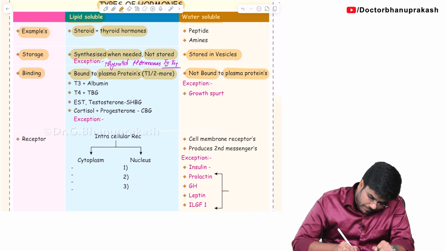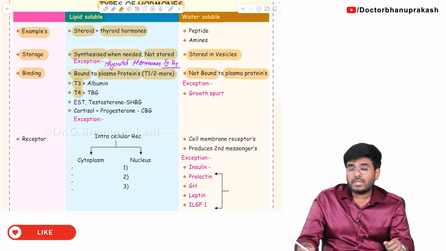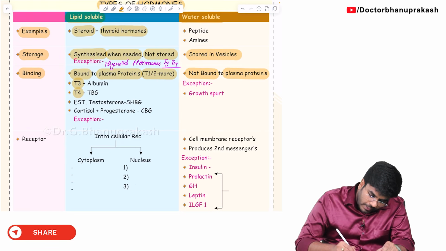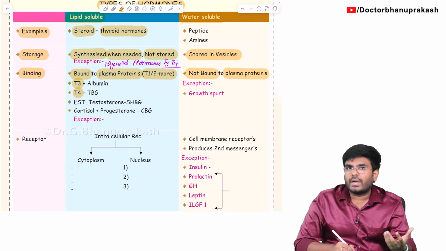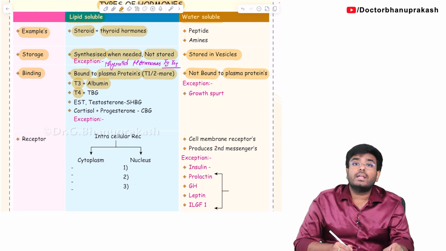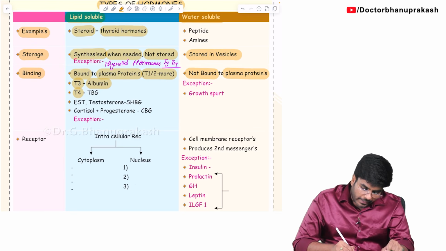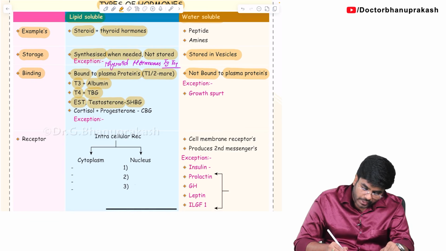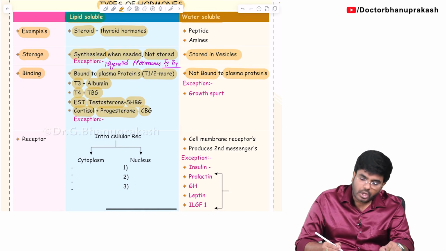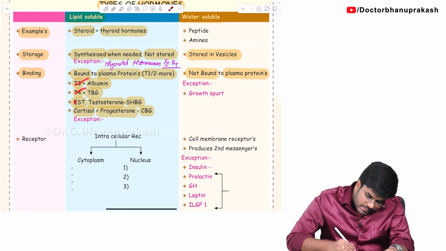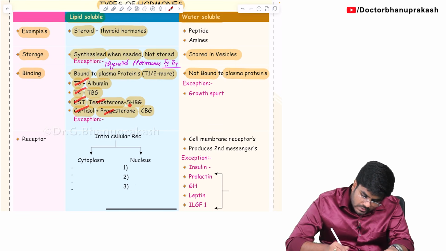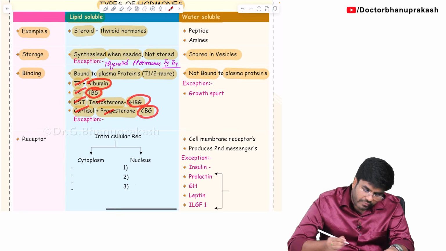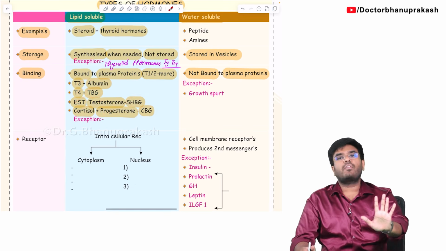Now, for example, take thyroid hormones. I have told you they are lipid soluble hormones. T3, which is the most active form of the thyroid hormone, mainly binds with which plasma protein? Albumin. T4 mainly binds with thyroid binding globulins. Estrogens and testosterone bind with the sex hormone binding globulins. Cortisol and progesterone bind with the cortisol binding globulin. So all these lipid soluble hormones bind with some form of plasma protein. So that's why their half-life is more.